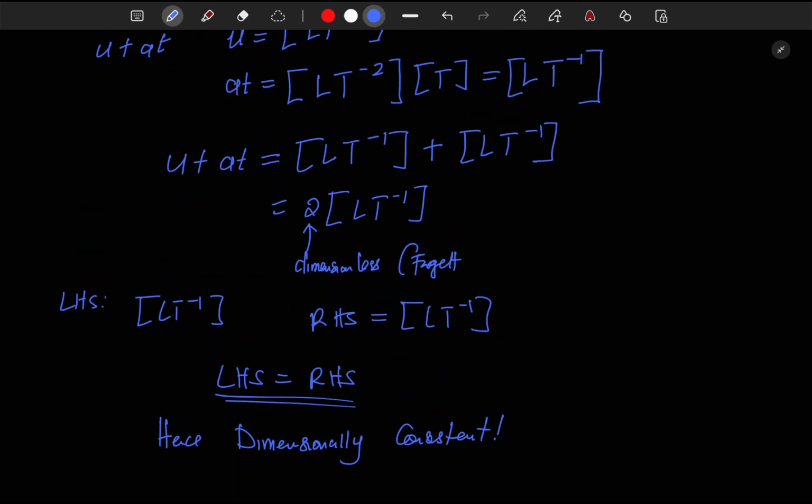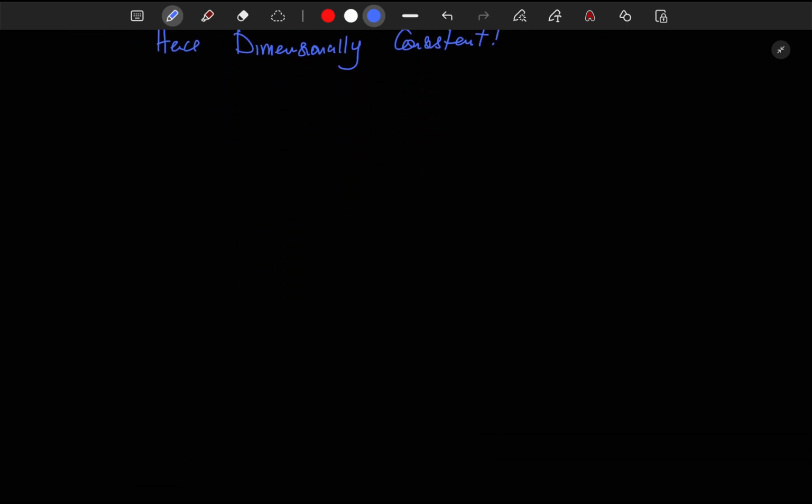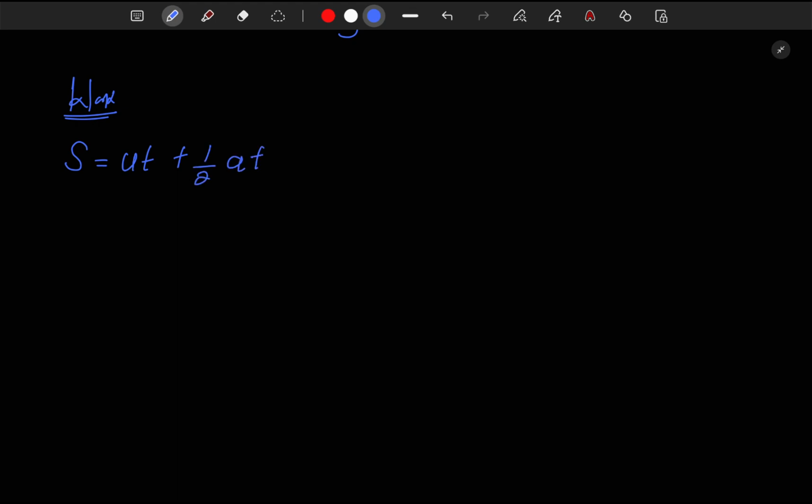Now, it will be your duty to prove this one. Show that ut plus half a t squared is dimensionally consistent or correct. Cheers.